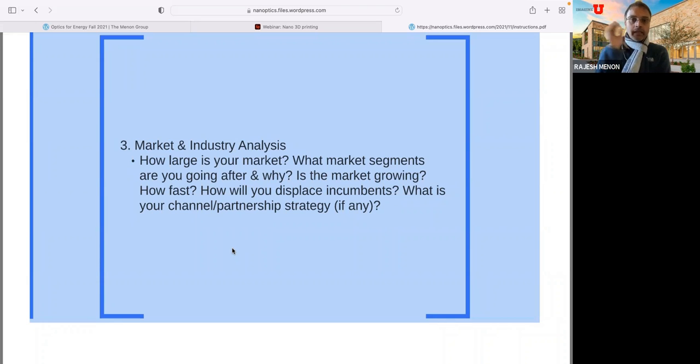Think about who the incumbents are. How would you displace them? How do you compare yourself to them? I think you've already done this. So it's something you can dig a little bit deeper into for your canvas and extract that information. What's your channel partnership strategy? This comes from the canvas, of course.